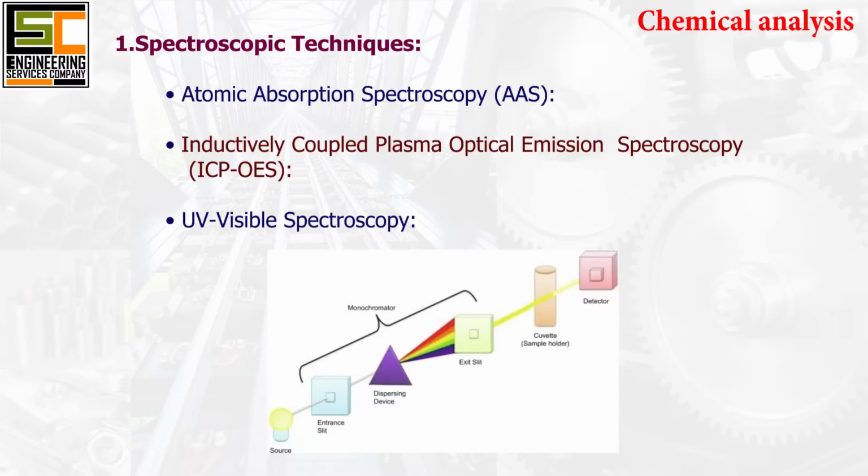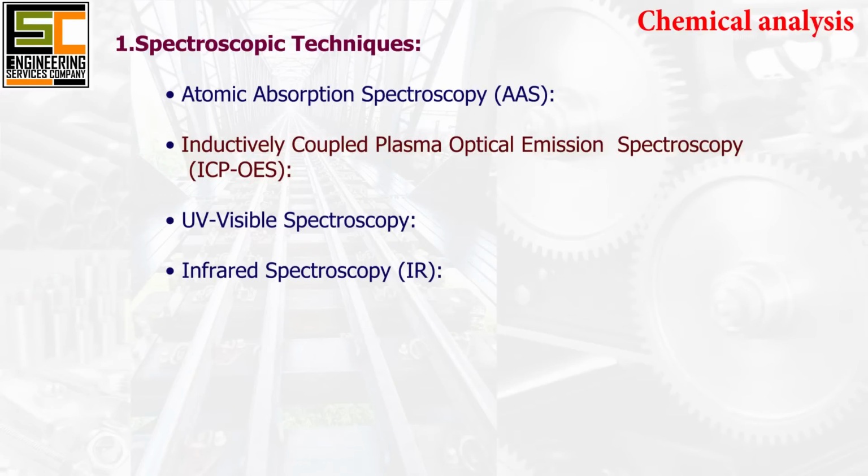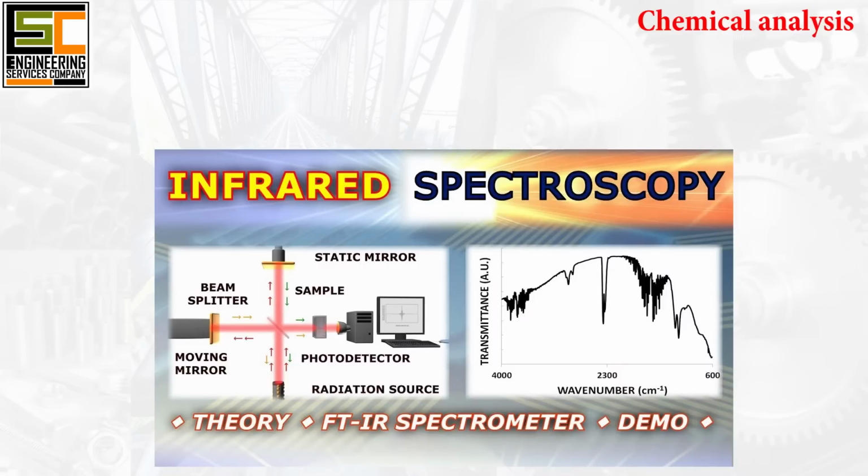UV-visible spectroscopy determines the concentration of analytes in a sample by measuring the absorption of ultraviolet or visible light. Infrared spectroscopy provides information about the chemical bonding and functional groups present in a sample by measuring the absorption of infrared radiation.